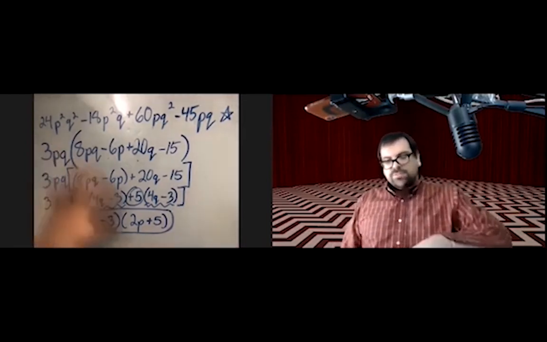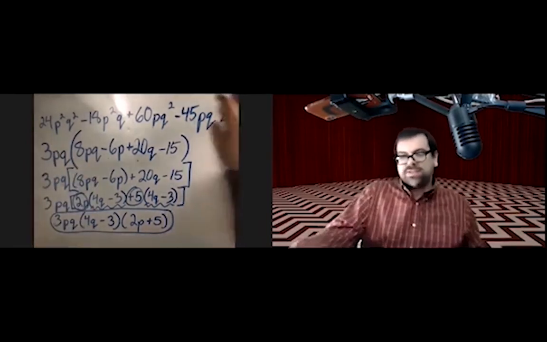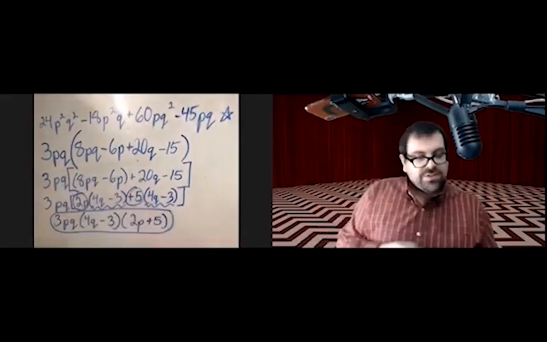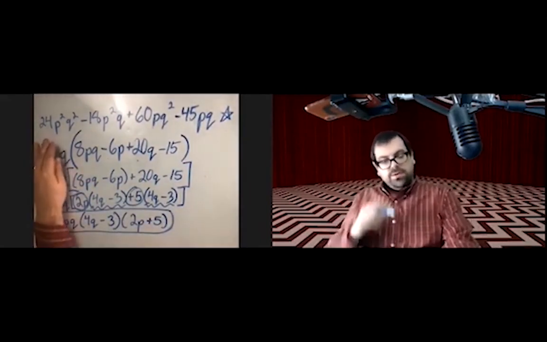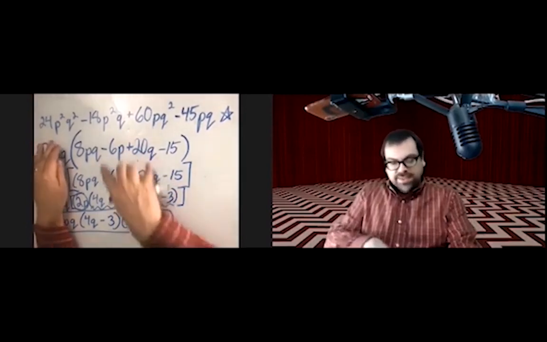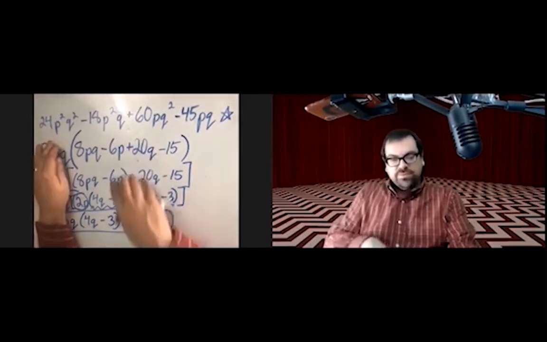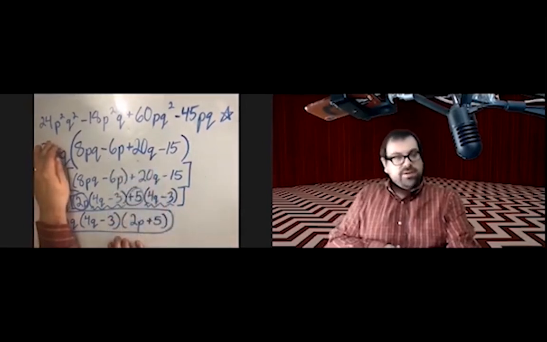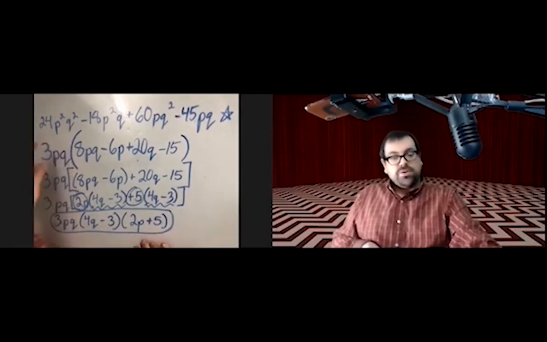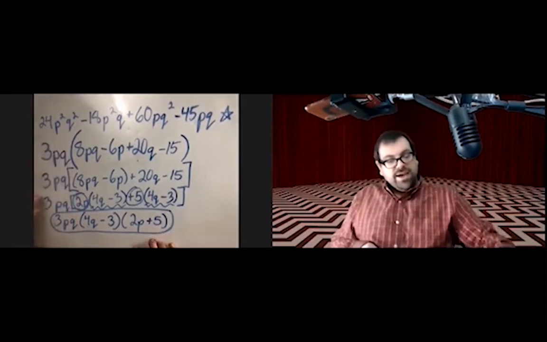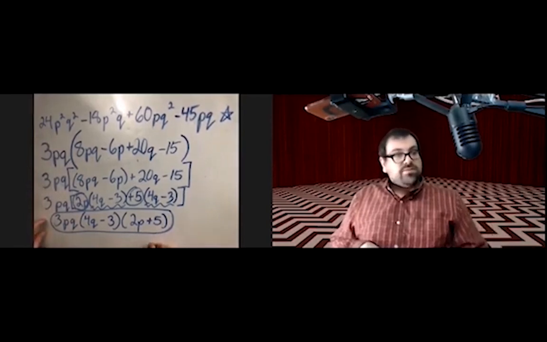So again, this looks more complicated because we had a greatest common factor that we factored out first, that 3pq. But if you ignore that 3pq, this is no different than the last few examples we've been doing with factoring by grouping. It's just that when we get our answer, 4q minus 3, 2p plus 5, we want to make sure that GCF we factored out is in the front as well.